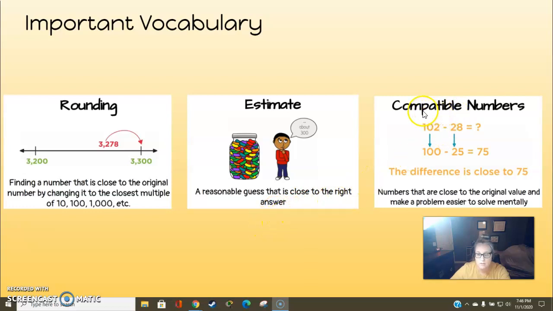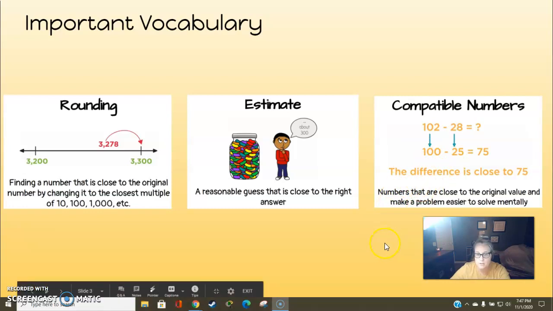The last one that we're going to look at is compatible numbers. Compatible numbers are numbers that are close to the original value and make a problem easier to solve mentally. That's the whole reason that we estimate, so we can try to make a problem easier to solve. So in this example, 102 minus 28 equals something. We round 102 to 100 and 28 to 25 because working with money, we know that 100 minus 25 can give us 75. So we know that the difference is close to 75. So it made it a little bit easier for us to solve.